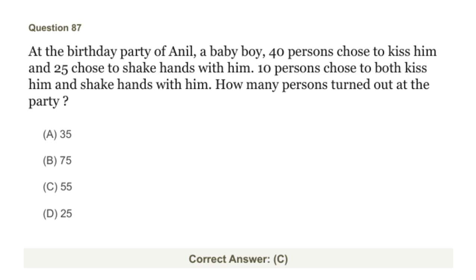To solve this, we need to understand the principle of inclusion and exclusion. We add the number of people who kissed him and those who shook his hand, but since some did both, we subtract those to avoid double counting. So, 40 plus 25 minus the 10 who did both gives us the total number of people at the party. Doing the math, 40 plus 25 is 65, minus the 10 who did both, leaves us with 55. And that, of course, is our correct answer. Option C. This example nicely illustrates how set theory concepts like inclusion and exclusion apply to real-world problems, which ties back to our overall theme of problem-solving techniques.